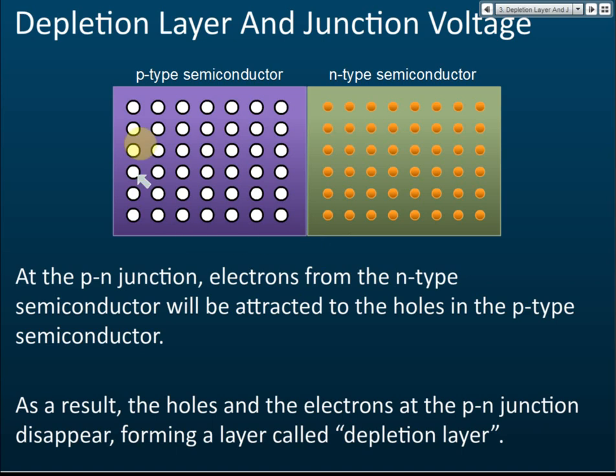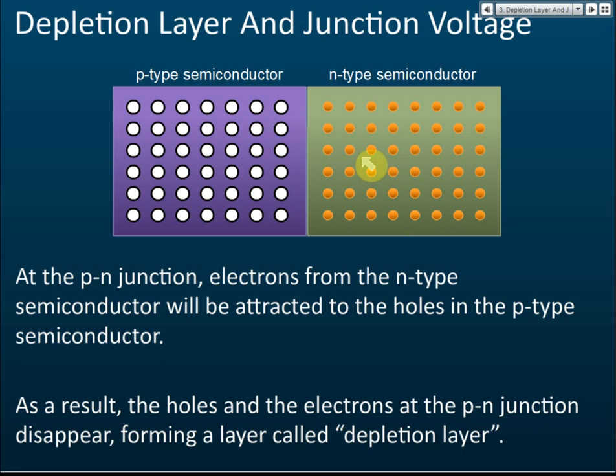Even though there's a lot of holes, you need to know that this P-type semiconductor is neutral. Don't think that because it has a lot of holes, it carries positive charge. The hole carries positive charge, yes, but overall, it's neutral. The number of protons equals the number of electrons. And the N-type semiconductor is also the same. Even though there's a lot of free electrons, it's neutral, because the number of protons equals the number of electrons.